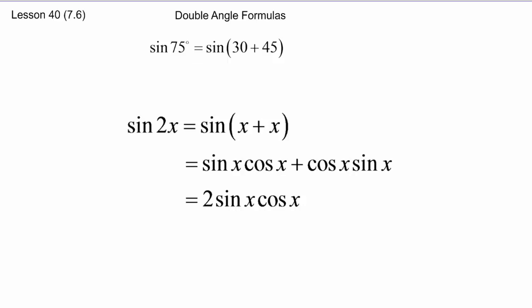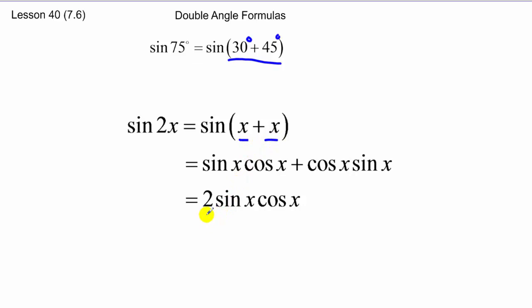Today we're going to jump into double angle formulas. What I've got initially for you is our example of sum and difference. If we want to add two different angles, 30 and 45, we'd use the sum: sine cosine, cosine sine. Let's say I want to find the sine of 2x, which is the same as an angle plus itself.